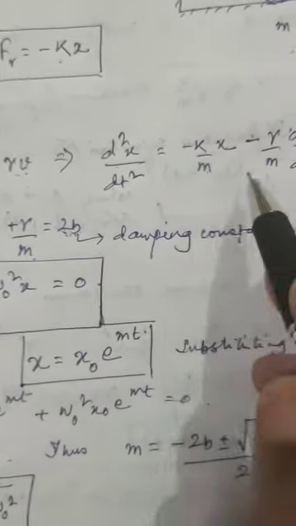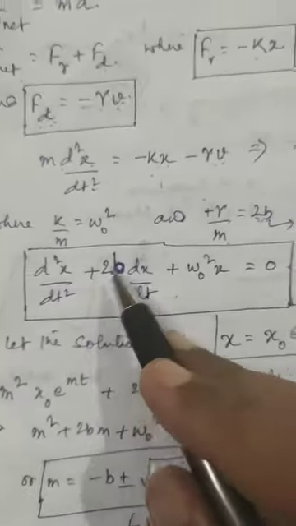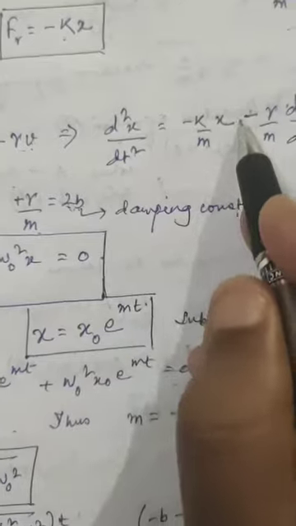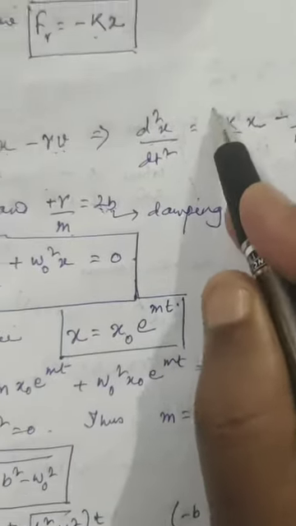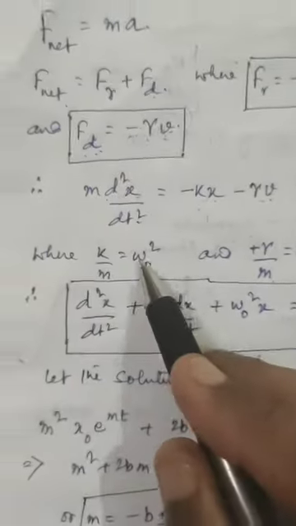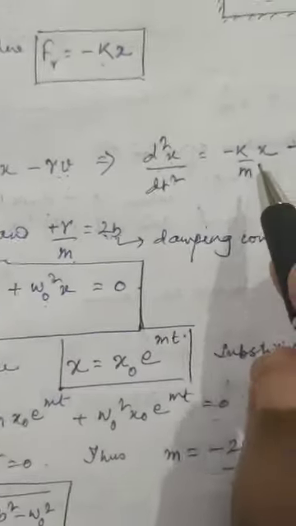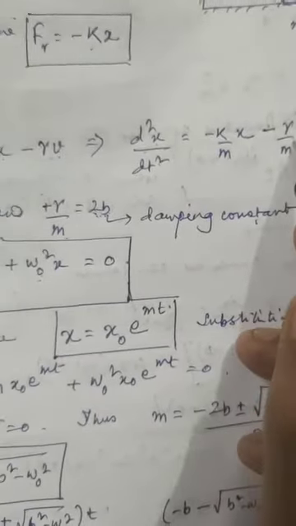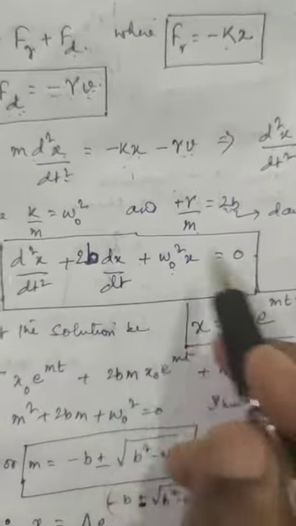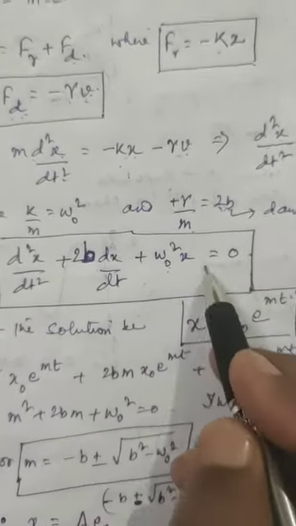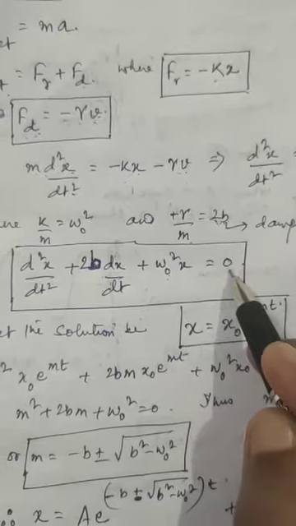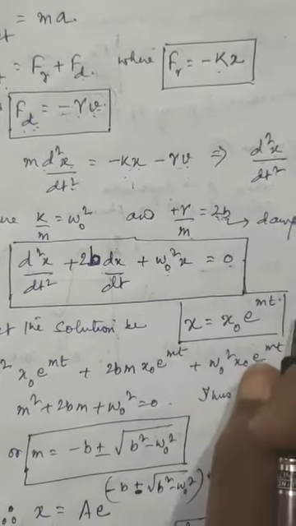So putting all of this, you have d square x by dt square. Taking this to the other side, this will be plus k by m. K by m is nothing but omega naught square x, and gamma by m is 2b. So we have a plus 2b dx by dt on this side of the equation, and equal to 0. So this is again a second order differential equation.